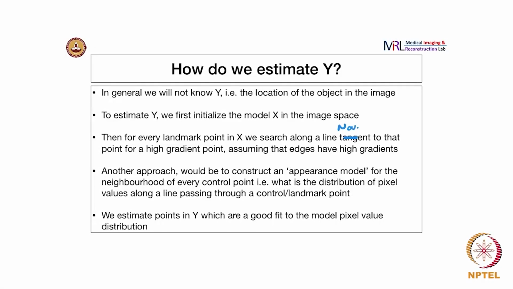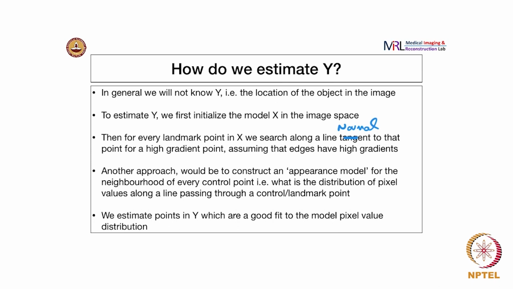Okay. Search along normal. There's an error in the way I wrote it, so please take that into account. So for every landmark point, we search along a normal to that point for a high gradient point, assuming that the edges have high gradient. Okay, so once again we're back to using gradient, which is a bad thing you want to avoid, but there's no other good marker right now.